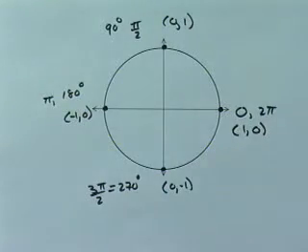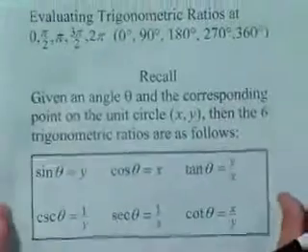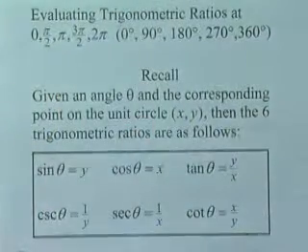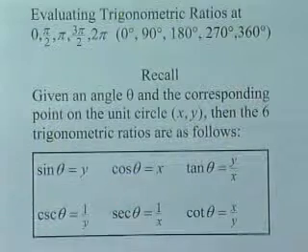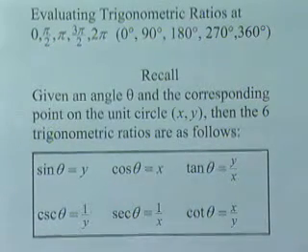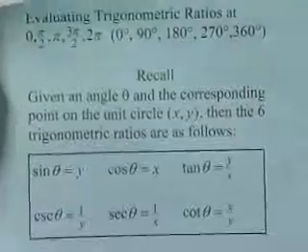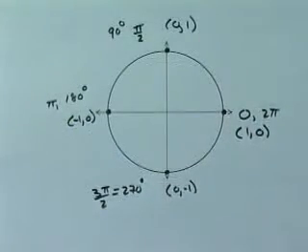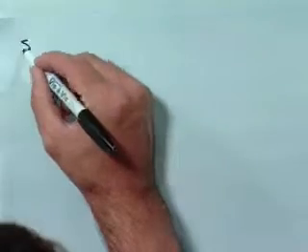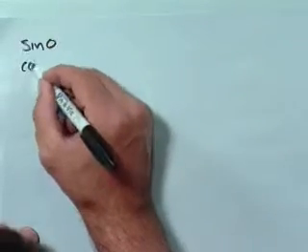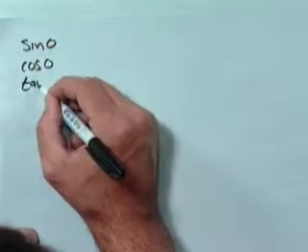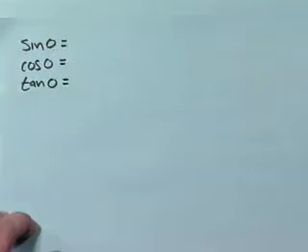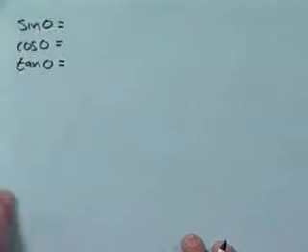All right. So now, what we want to do, given these angles, we have found the corresponding points, and now we want to evaluate the following: sine, cosine, tangent, etc. And we won't do them all, but we'll do several. Okay? So let's go ahead and do 0. Okay? 0 degrees or 0 radians. Sine of 0, cosine of 0. I'll just do sine, cosine, and tangent because we could do the reciprocals to do the others.